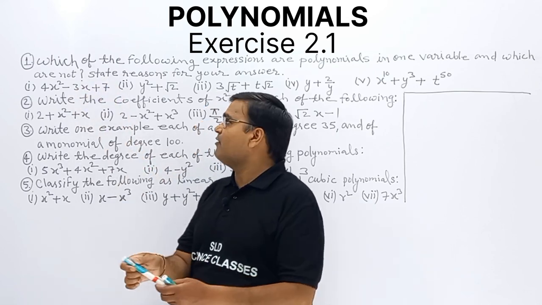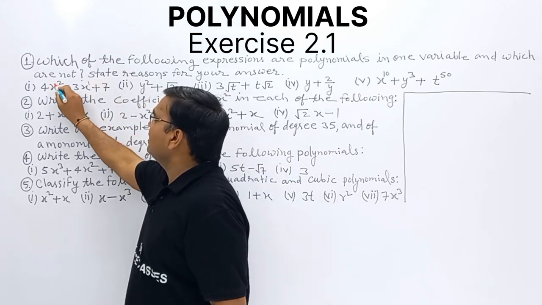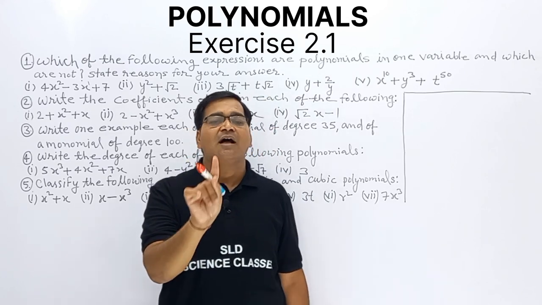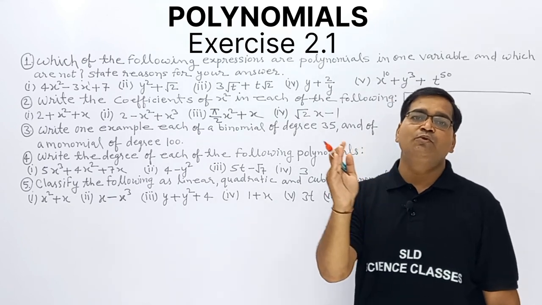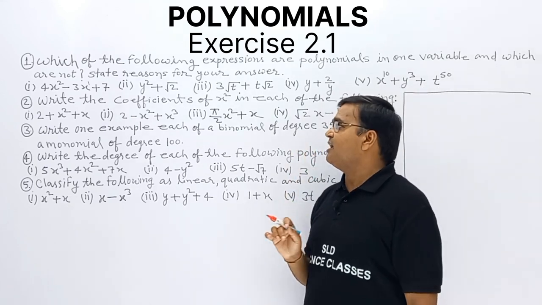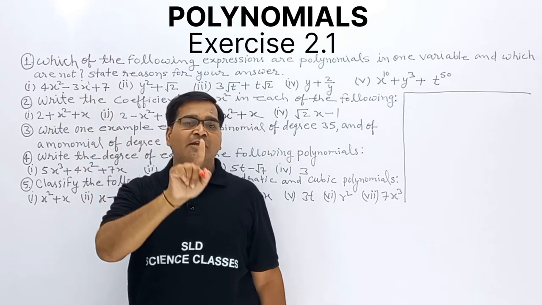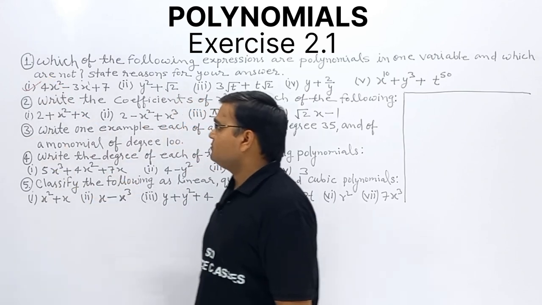Now what about the power of variable x? It is having power 1 and power 2. It means the powers of the variable are whole numbers. Whole numbers are 0, 1, 2, 3 and so on. So we can say this algebraic expression is a polynomial.